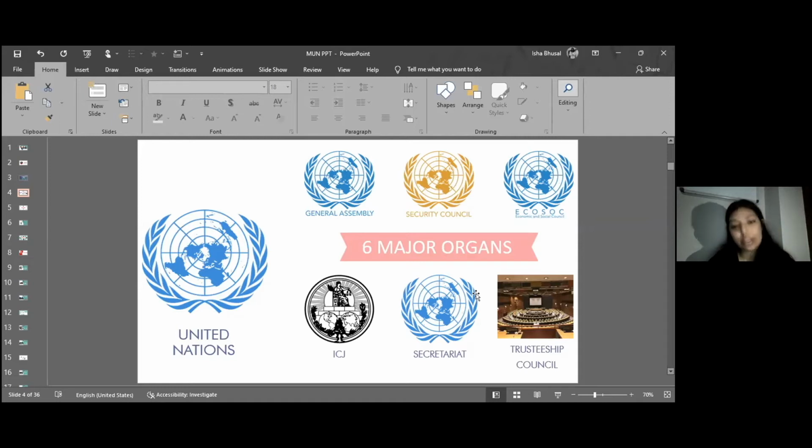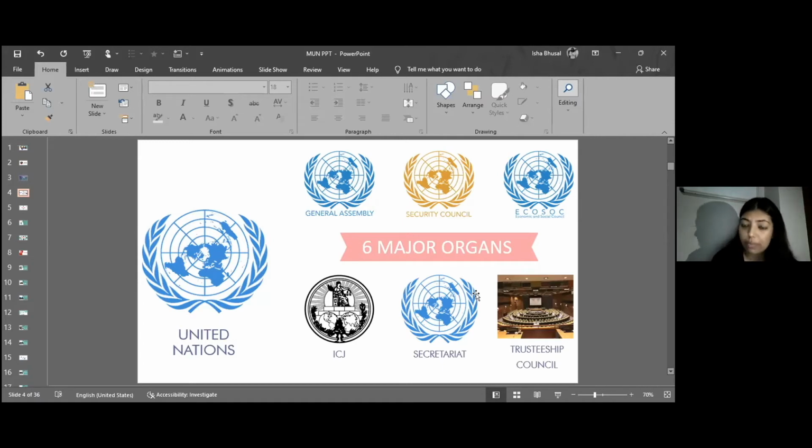Then we have the Secretariat. The Secretariat is basically the executive body of the United Nations. So there are thousands of employees there. The Secretary General is the head of the Secretariat. So all the people there, or all the organizations under the Secretariat, they work for the motive of the United Nations.